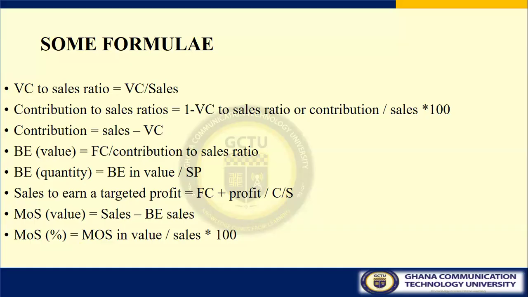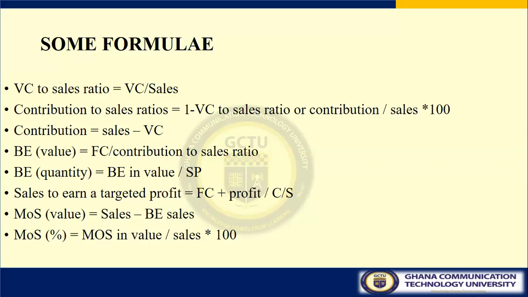All right. You may also be asked to find the break-even in value. The break-even in value means break-even in amount. That is your fixed cost divided by contribution to sales ratio. Then break-even in quantity, that is in units. The formula is the break-even in value divided by the selling price.